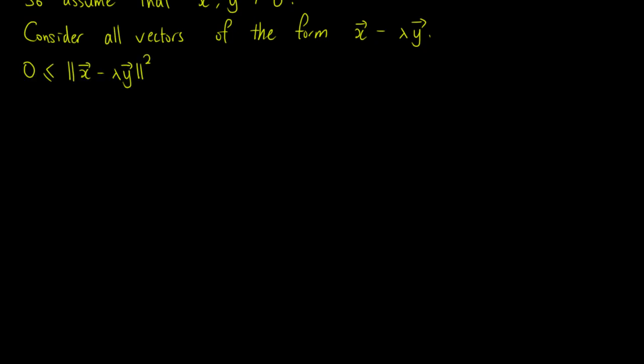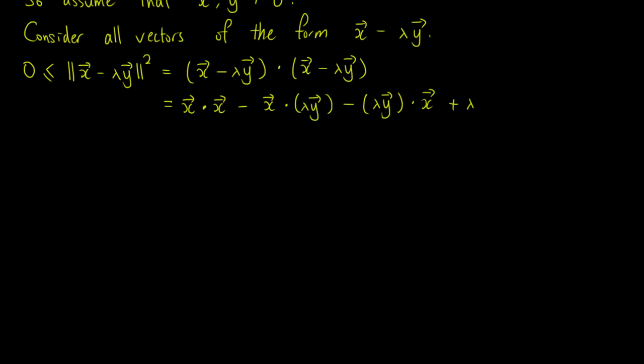We know that the length of x minus lambda y squared is greater than or equal to 0, and we can rewrite it as x minus lambda y dot itself. By using a property of the dot product, we can expand the bracket to get x dot x minus x dot (lambda y) minus (lambda y) dot x plus (lambda y) dot (lambda y).